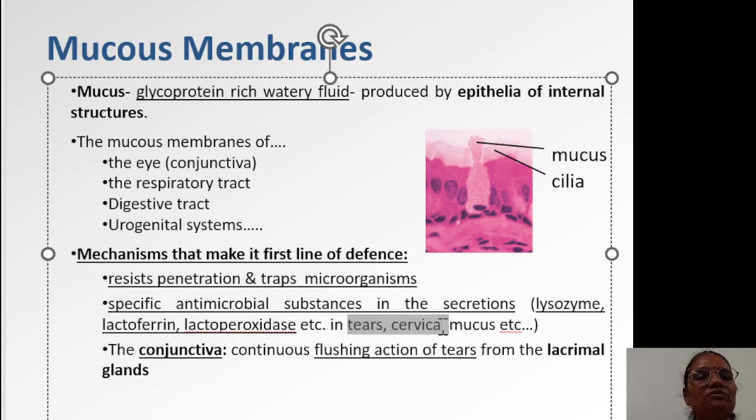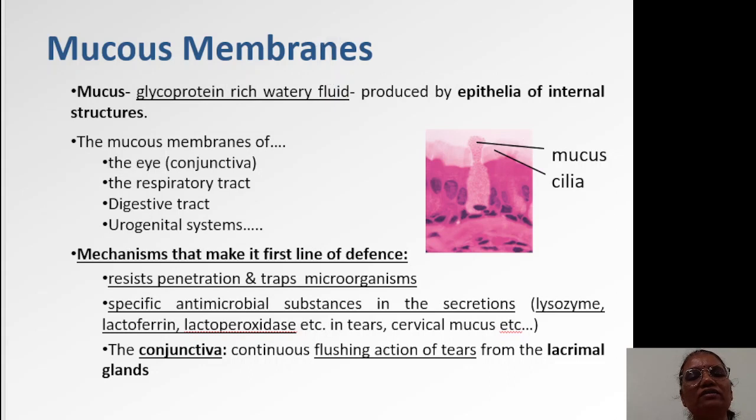These types of substances have been continuously reported in tears and cervical mucus. In addition to that, we have seen that the eye has the conjunctiva as a mucus layer, right? And the continuous flushing action of the tears helps to remove particles or pathogens trying to enter the eye, maintaining it in a healthy condition, right? And the tears come out in the eyes continuously from the lacrimal gland, a type of gland which secretes tears, giving rise to tear formation.